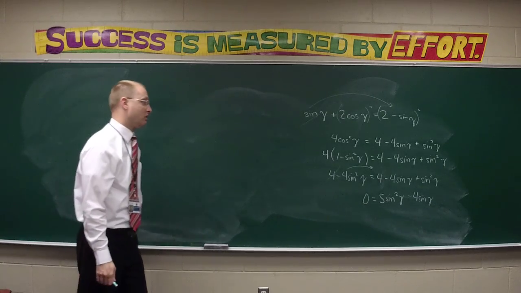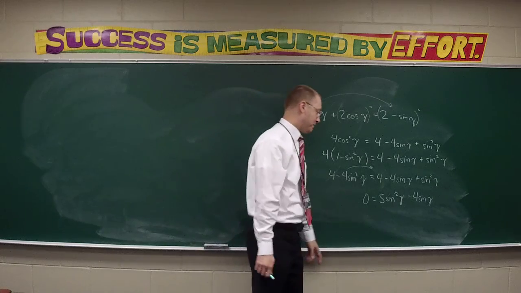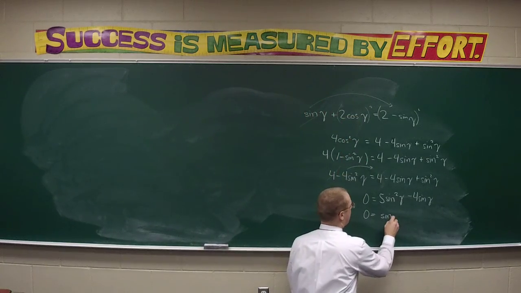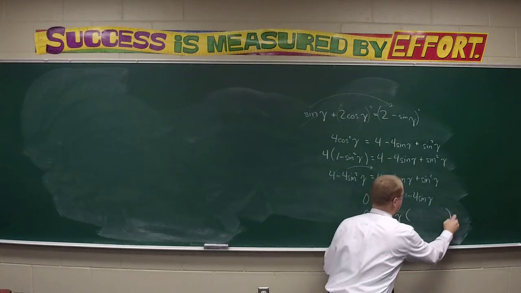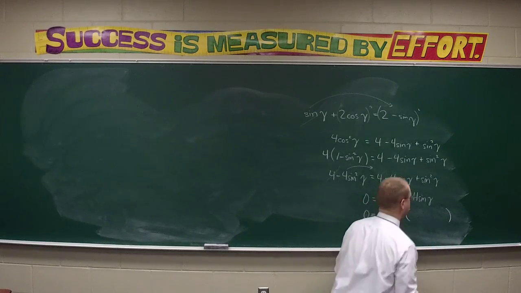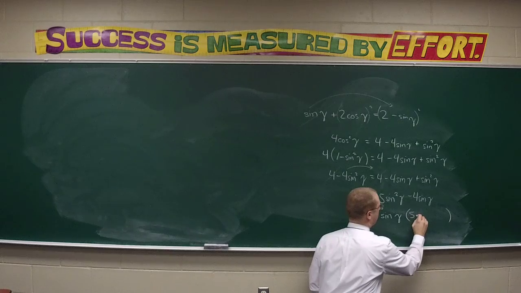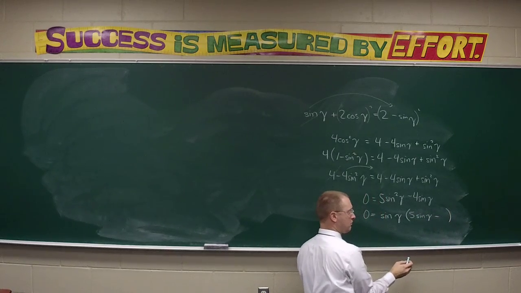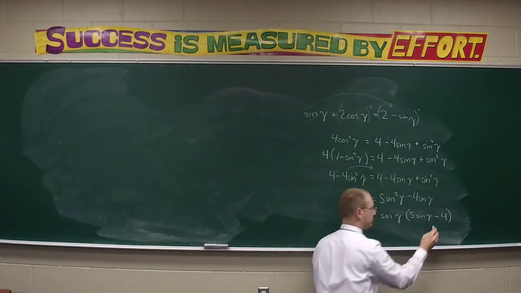Well, there's not a 4 common, but there's at least a sine common, right? I can at least factor out a sine gamma, and it'll leave me with 5 sine minus 4.